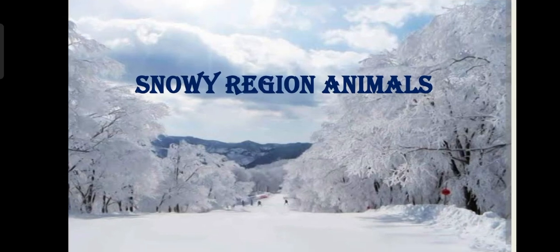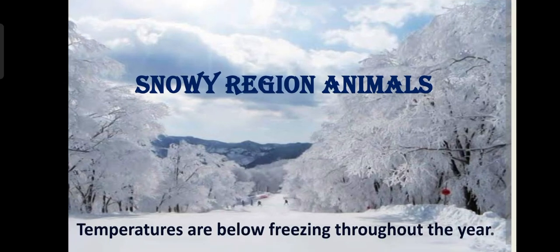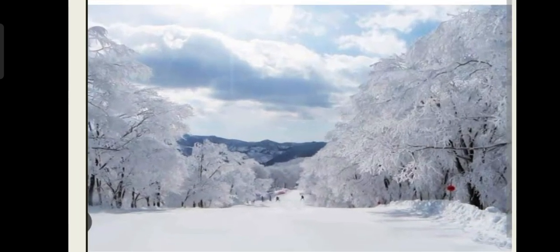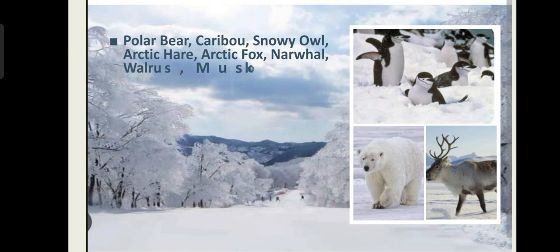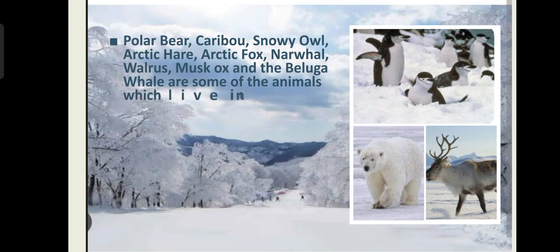Snowy region animals. In snowy regions, temperatures are below freezing throughout the year. So there are some adaptations in snowy region animals. Polar bear, caribou, snowy owl, Arctic hare, Arctic fox, narwhal, walrus, musk ox, and beluga whale are some of the animals which live in the Arctic.